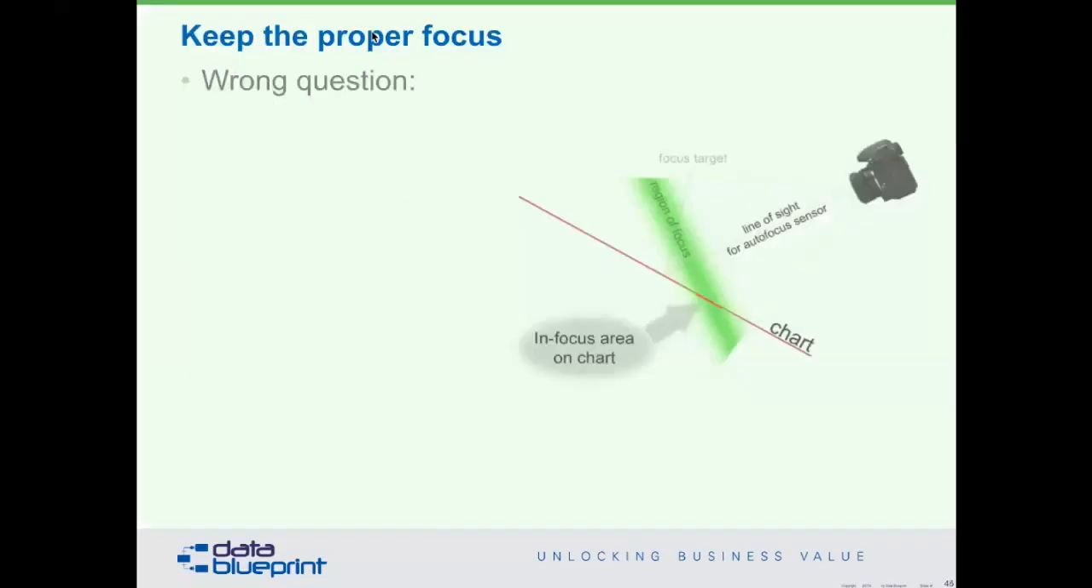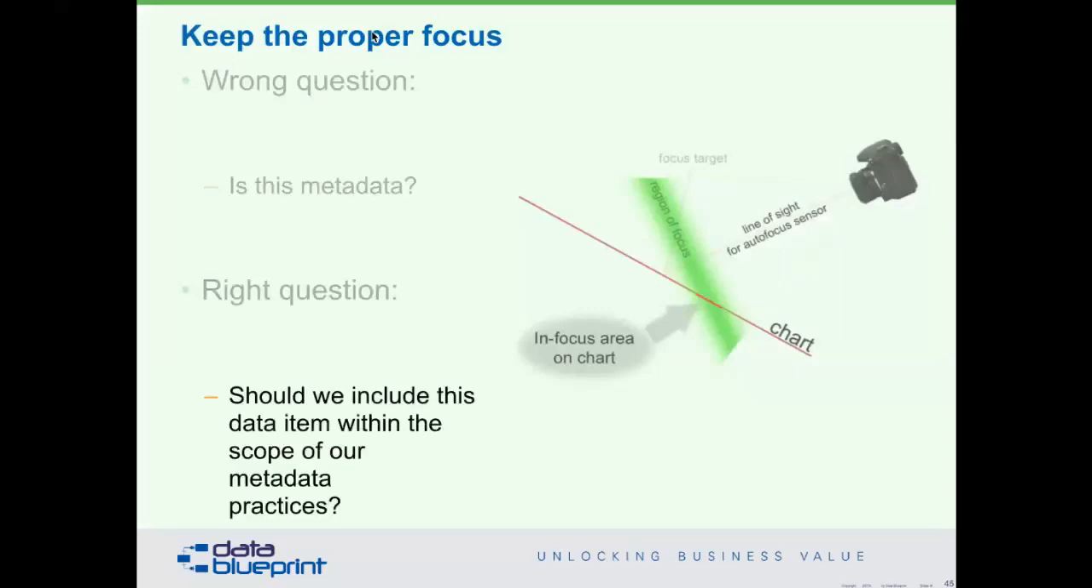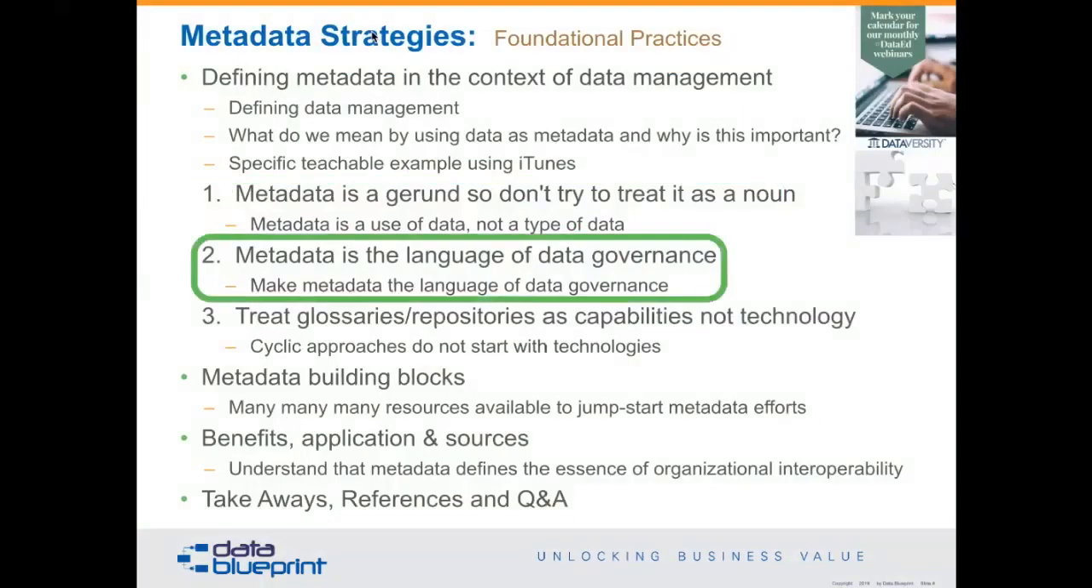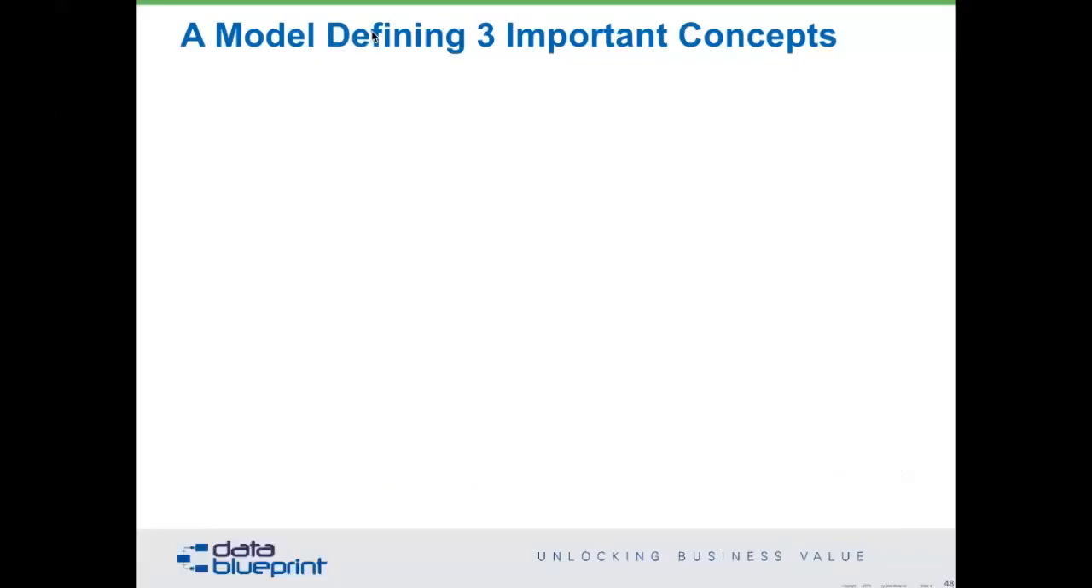So the wrong question to ask is, is this metadata, or what type is this? And the right question to ask is, is it valuable enough that we should devote resources to including this within the scope of our metadata practices? That is metadata strategy number one. Number two, metadata strategy has to be the language of data governance.